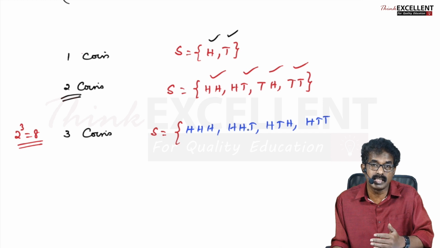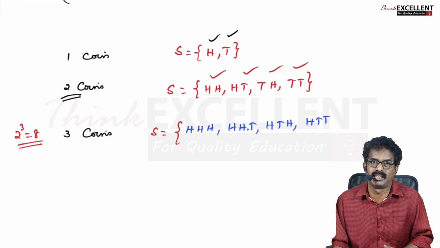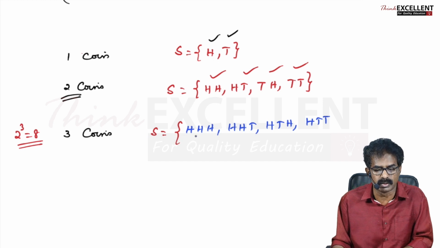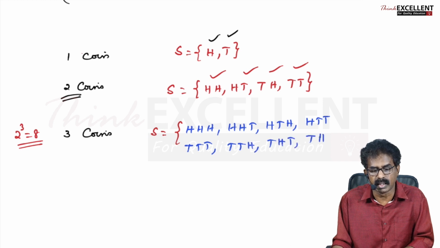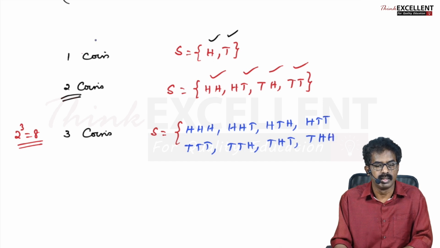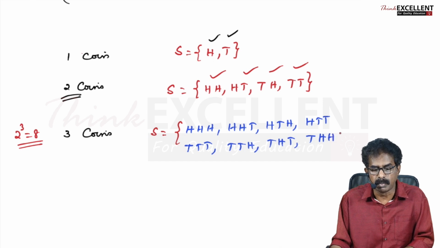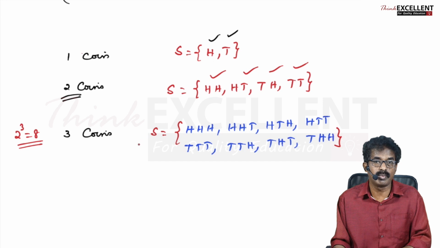Now the next 4, very simple. Just replace H by T and T by H. Wherever H comes, you put T, and wherever T comes, you put H. So the next one is what? Instead of HHH, you write TTT. Then you write TTH, THT, THH. Okay, so these are the sample points. You write it as a set. It is called what? Sample space.